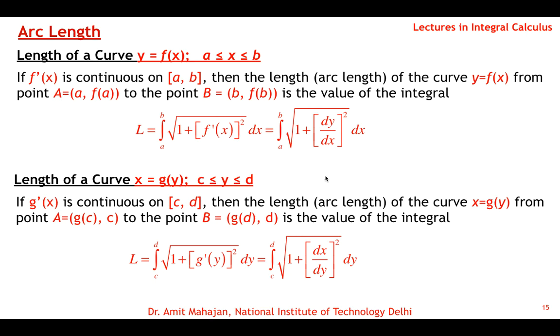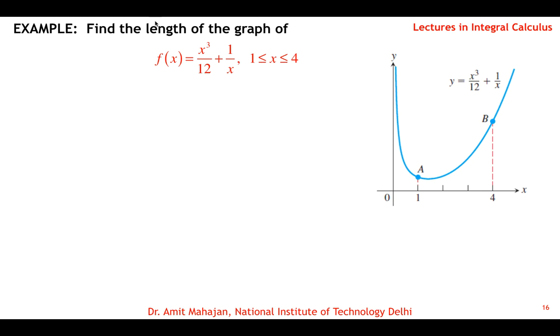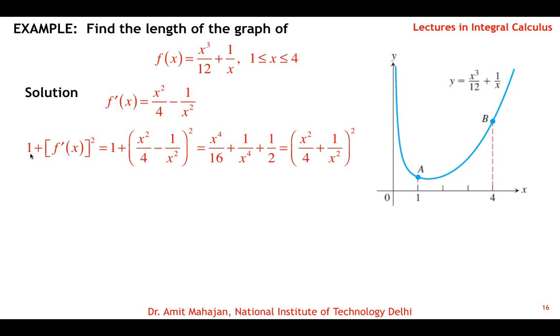Say, for example, find the length of the graph of the function f(x) equals x cubed by 12 plus 1 by x, where x varies from 1 to 4. If you plot this curve with x varying from 1 to 4, we just want to know the length of the curve from point A to point B. So we can calculate this length. We need the derivative, so the first derivative will be x squared by 4 minus 1 by x squared, and then we can use the formula that the length of the curve will be the square root of 1 plus f dash squared.